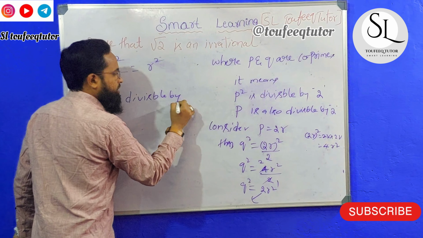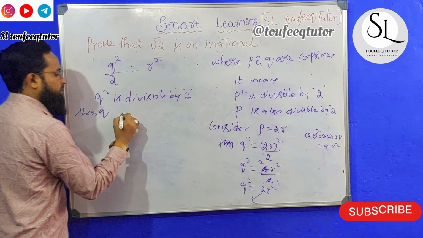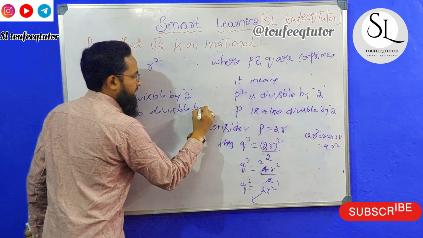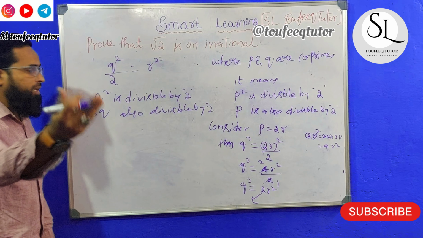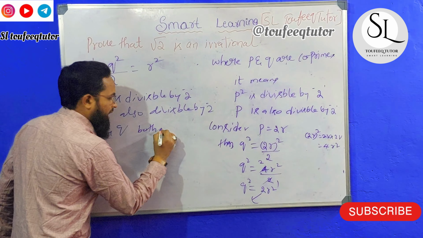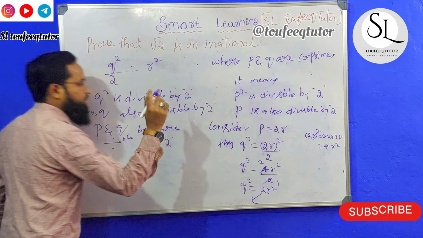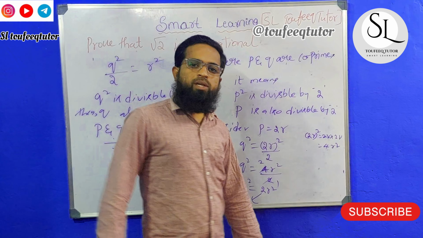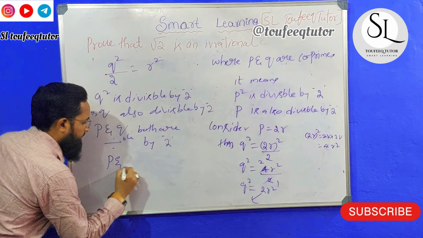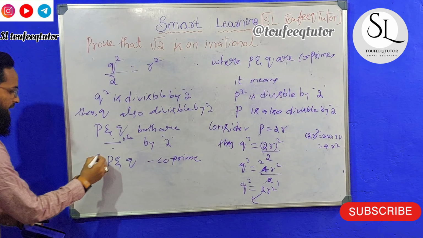divisible by 2. Then Q also divisible by 2. What is it resulting in? Then P and Q both are divisible by 2. Then what did we assume in the beginning? P and Q are co-primes.